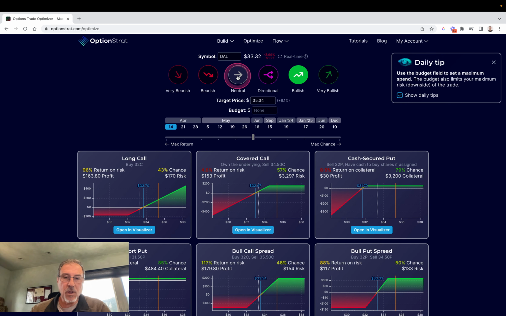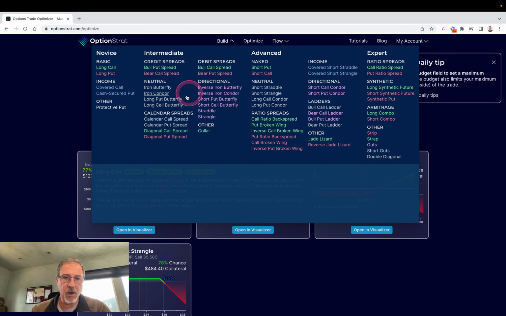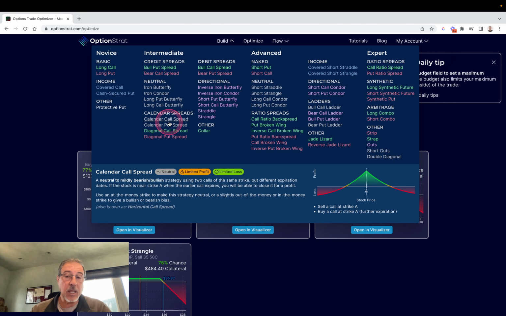I'm going to largely look at this as a neutral sort of trade. We can see that some of the regular trades come up here, but we don't have a calendar that pops up. Again, time spreads are a little bit tricky. They're something you need to work your way into, so they won't necessarily show up here. So we're going to go to the build, and here, of course, we can select a lot more different types of trades. Now, I'm going to look at a put calendar.